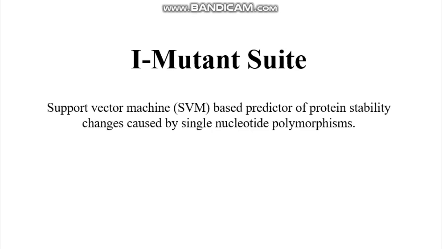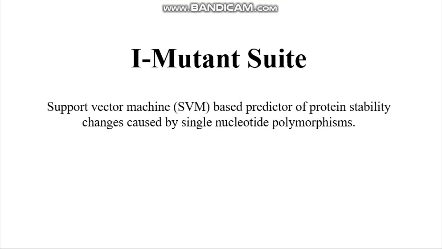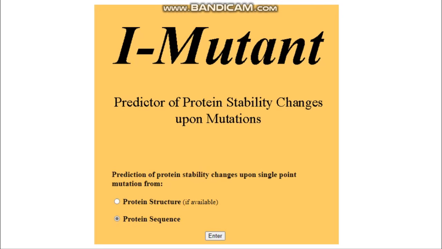Hello everyone, let me introduce you to the I-Mutant suite, which is a support vector machine based predictor of protein stability changes caused by single nucleotide polymorphisms. Predictions are performed starting either from the protein structure or, more importantly, from the protein sequence. The web interface of I-Mutant allows you to select a predictive mode that depends on the availability of the protein structure and/or the protein sequence.